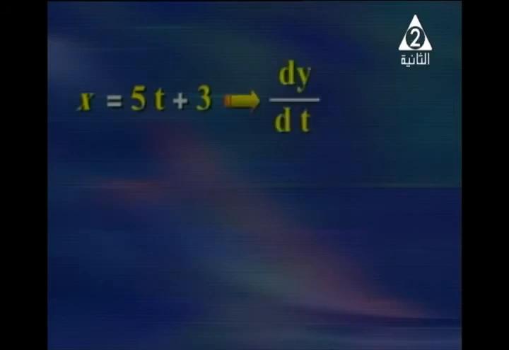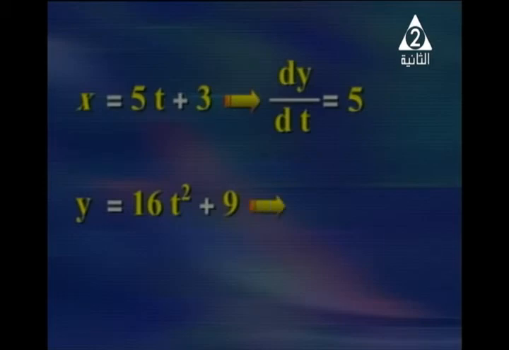x equals 5t plus 3, so dx over dt equals 5. y equals 16t squared plus 9, so dy over dt equals 32t. Then, dear student, dy over dx equals what? dy over dt multiplied by dt over dx, or dy over dt divided by dx over dt, the same.